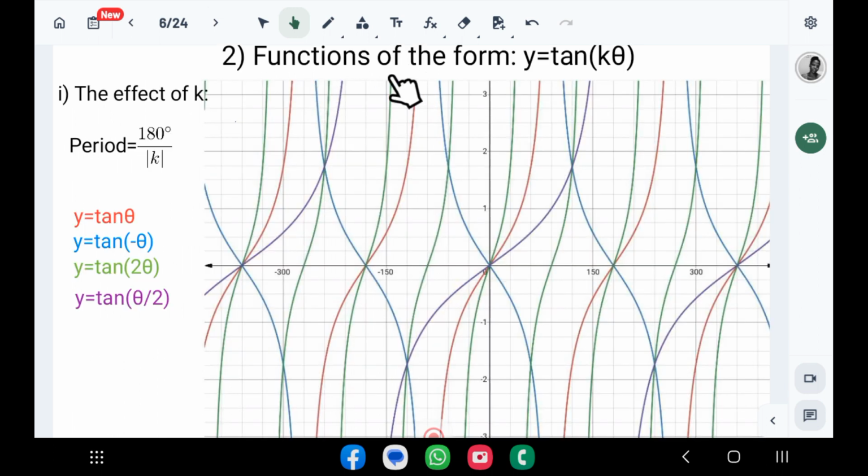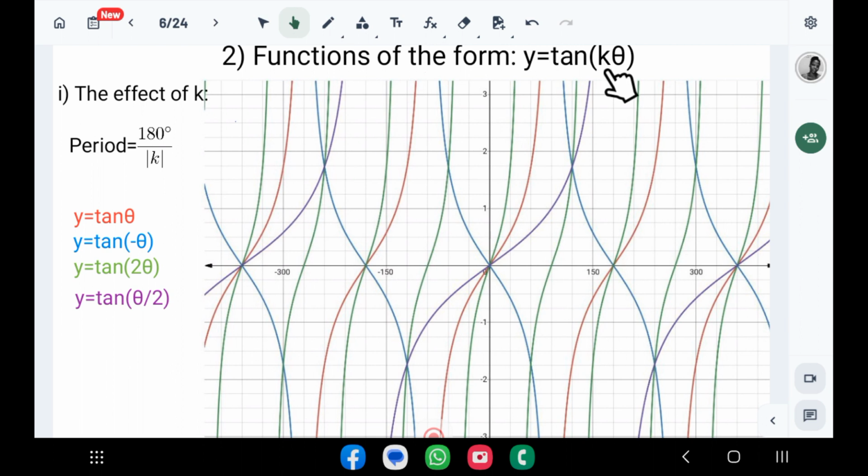Now let's look at functions of the form y equals tan kθ. This is grade 11 work. This is the start of grade 11 work, so pay attention. Now let's look at the effect of k. K, in all types of graphs so far that we've looked at, whether algebraic or trigonometric, tells you the period is going to be affected.